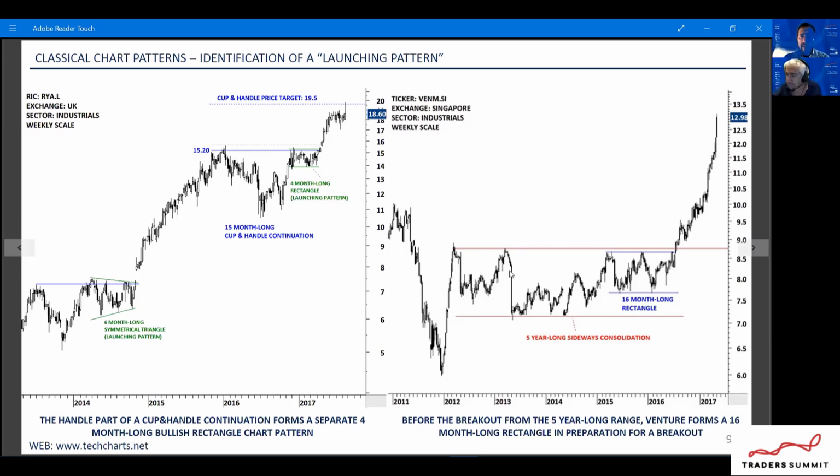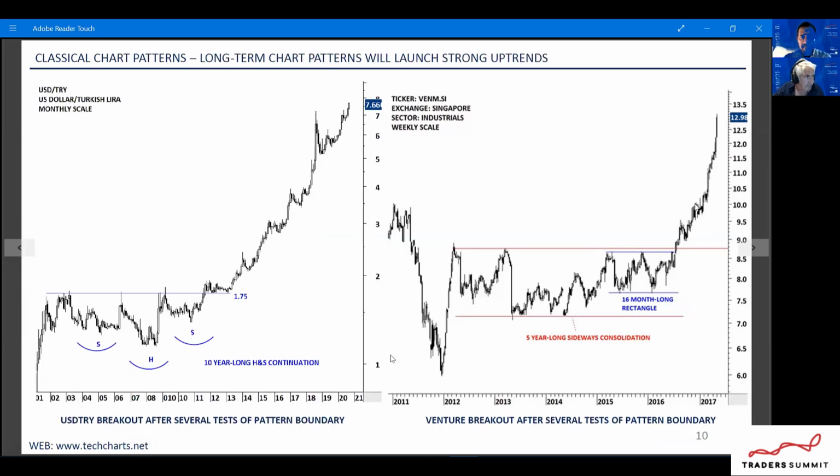So the chart on the right-hand side, this time, the 5-year-long sideways consolidation, the last part was a 16-month-long rectangle that acted as a launching pattern. So when we see those two chart patterns forming around the same area, that's a high conviction setup. Long-term chart patterns will launch strong uptrends.